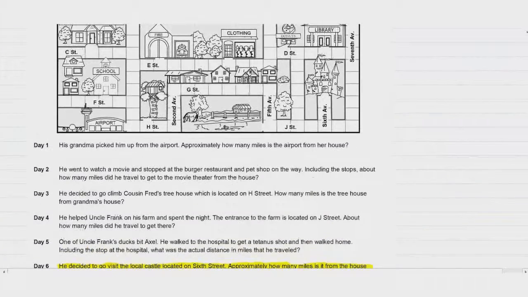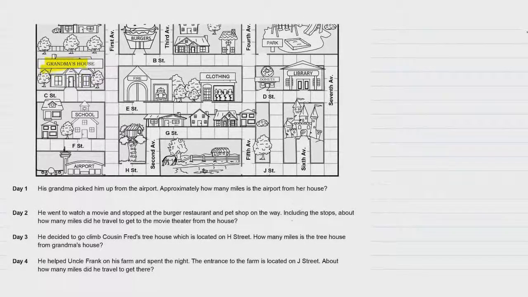So we first have to see, there's Grandma's house, and here is the castle. You can go different directions on this problem. I think I'm going to go down E Street because I think it's the shortest. If you do go a different way, then you're going to have to make sure you multiply and divide and figure out the answer on your own. But I'm going to go down E Street on my worksheet. So let's get started.